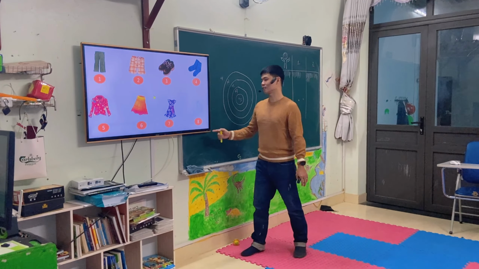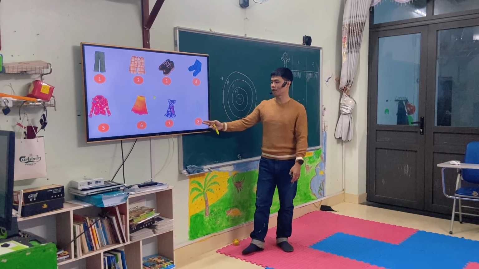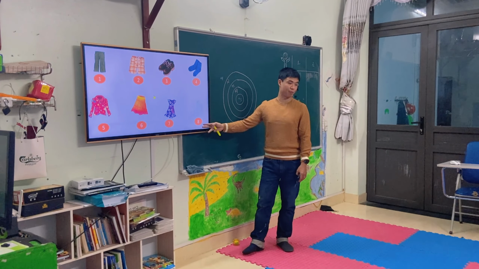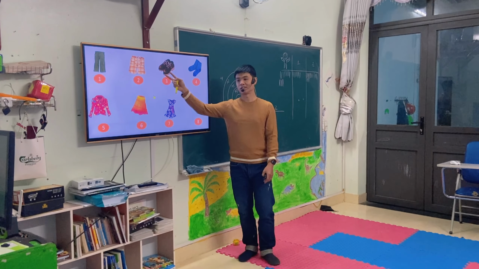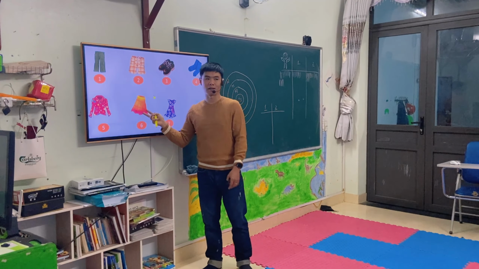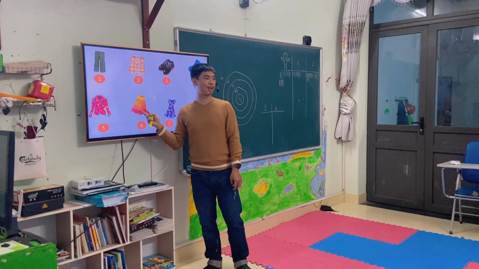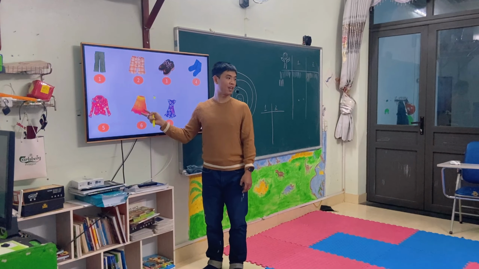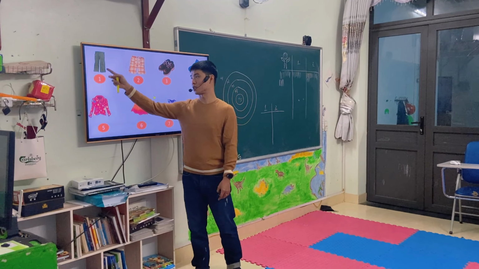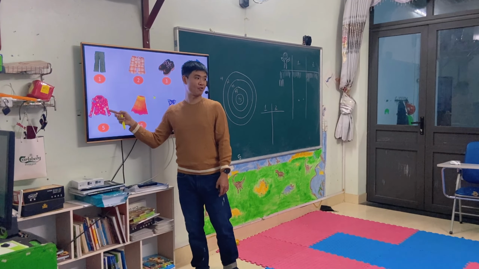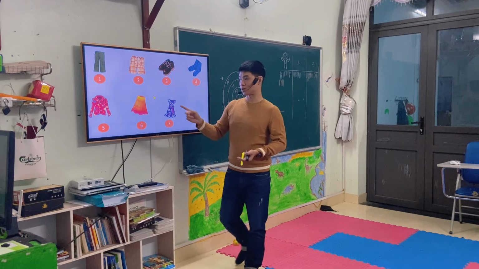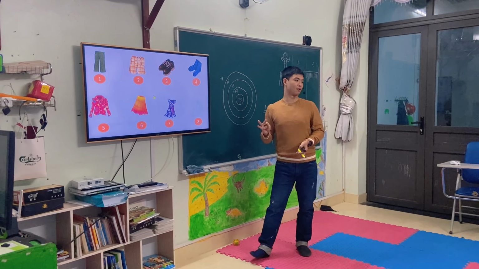So now we change this. I say the number, and you say the picture. For example, when I say three, you say? Shoes. When I say six, you say? Skirt. When I say one, you say? Pants. When I say five, you say? Blouse. Which group can say fast so we can get 1 point? 5, 4, 3, 2, 1.